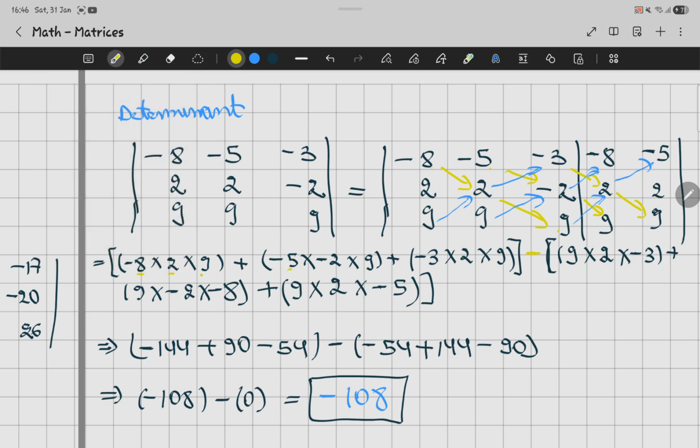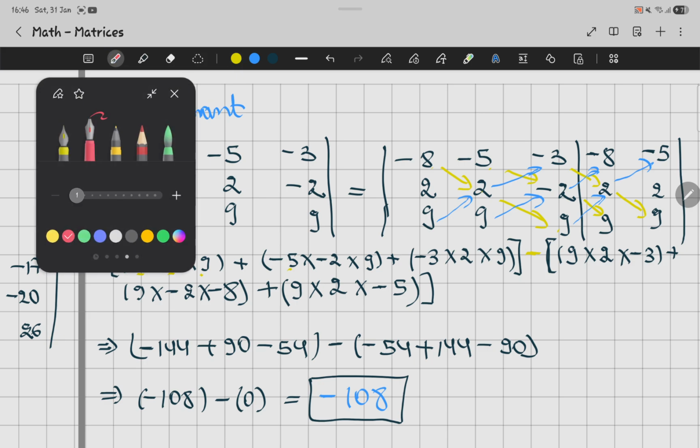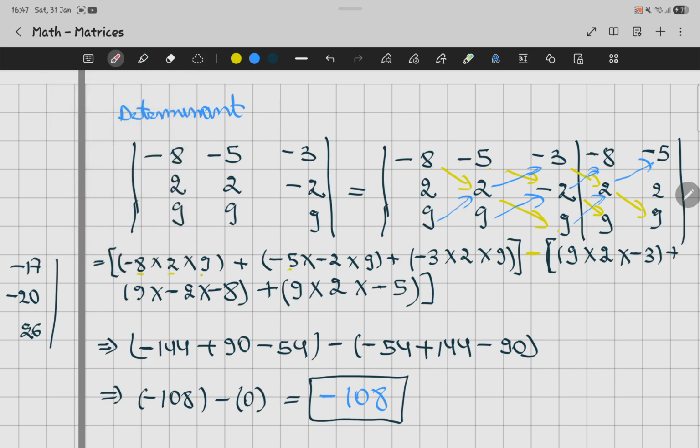Let me maybe use a different color so you can see. It's going to be 5 times negative 2 times 9. 3 times 2 times 9, that's what you see here. So we multiply them like this together, and then we add them.